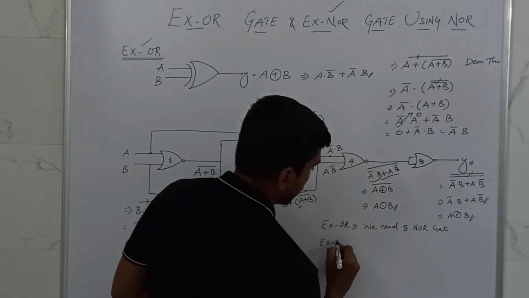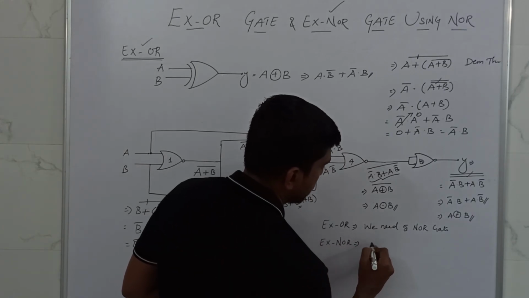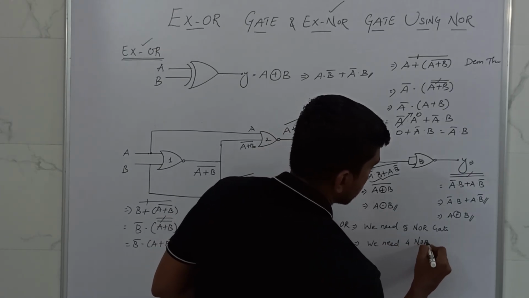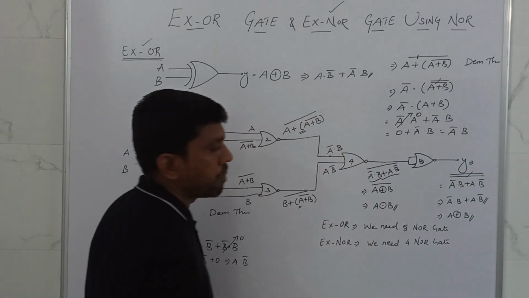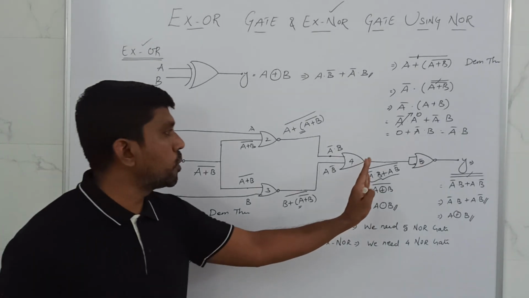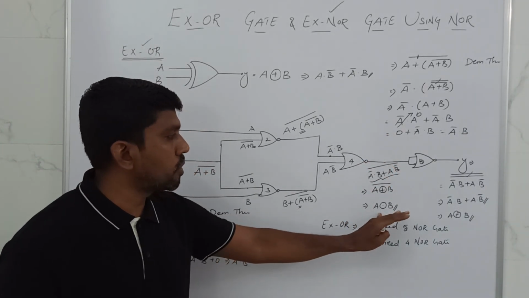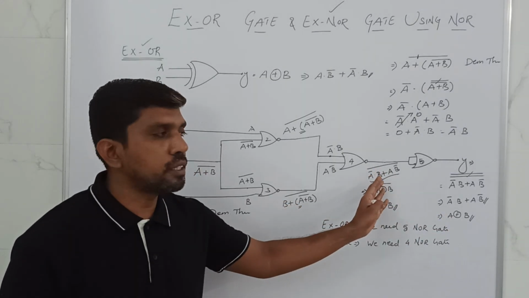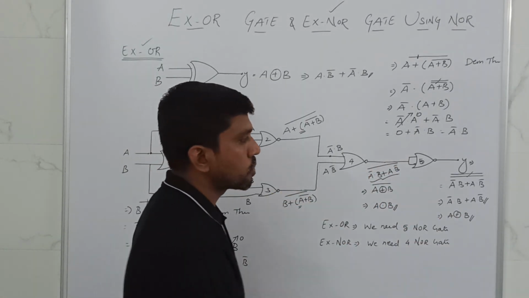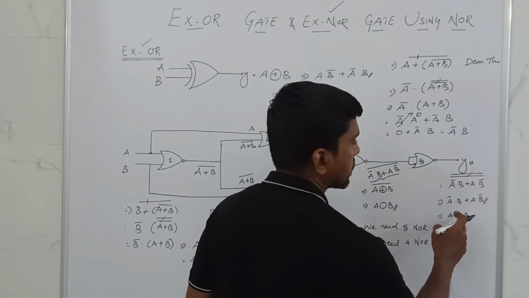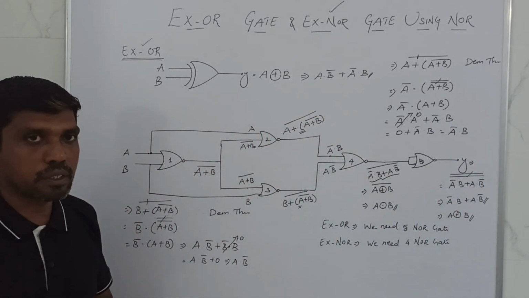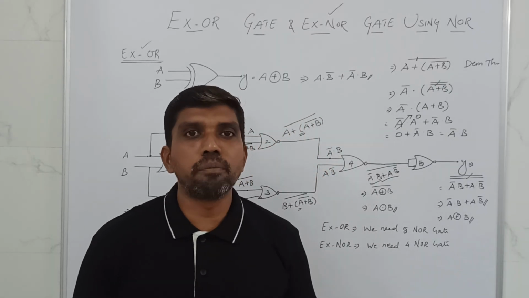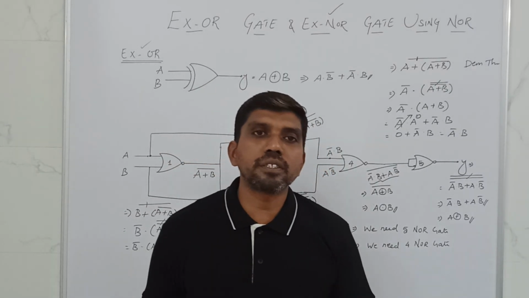If you need to design the XNOR gate, we need 4 NOR gates to implement the design. So up to the 4th NOR gate you get the XNOR operation. If you need the XOR operation, take the complement of this expression again. After the complement these two bars cancel, and finally you get the XOR operation. So this is the way to design the XOR gate and the XNOR gate by using NOR gate. I hope you understand the concept very well.